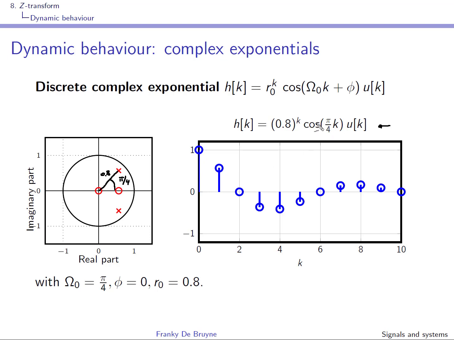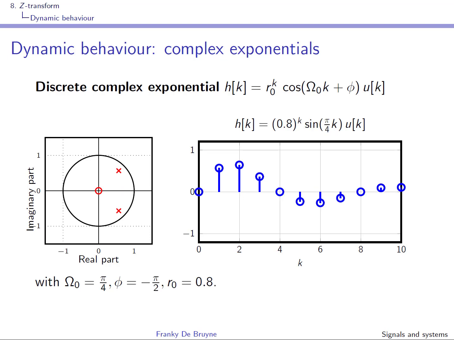So pi over 4 is related to the frequency, and this r0, that is 0.8, is related to the fact that this is indeed a stable signal, and that this will be converging to 0 as k is increasing. This is the same signal, same poles, but it's a sine, and you see that the poles are the same.